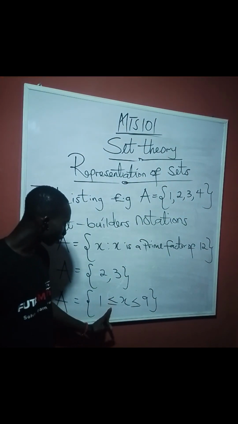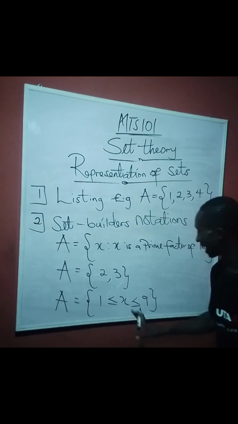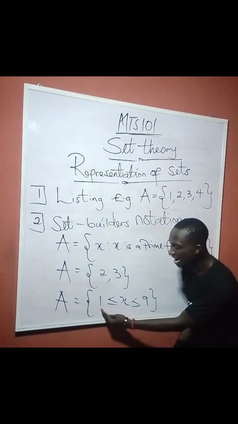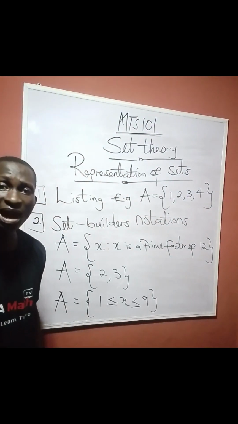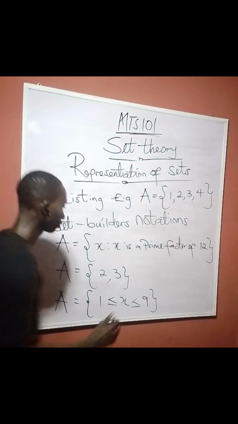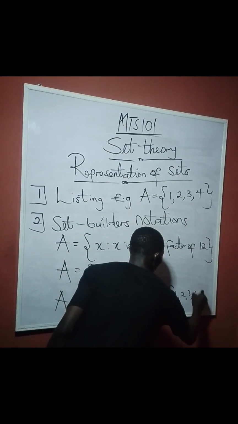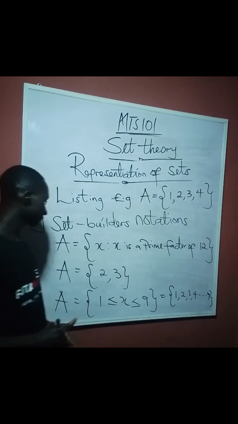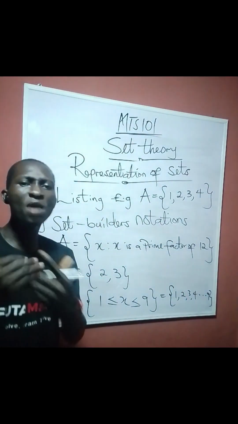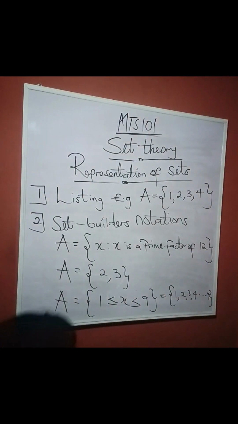Now, I have 1 is less than or equal to x and x is less than or equal to 9. That implies that the elements of A range from 1 to 9. That is what we mean by a set builder notation. Good. I hope you are getting it. 3, 4, dot, dot, dot. The dots should be just 3. Now, another way you can also represent a set is by using a Venn diagram.